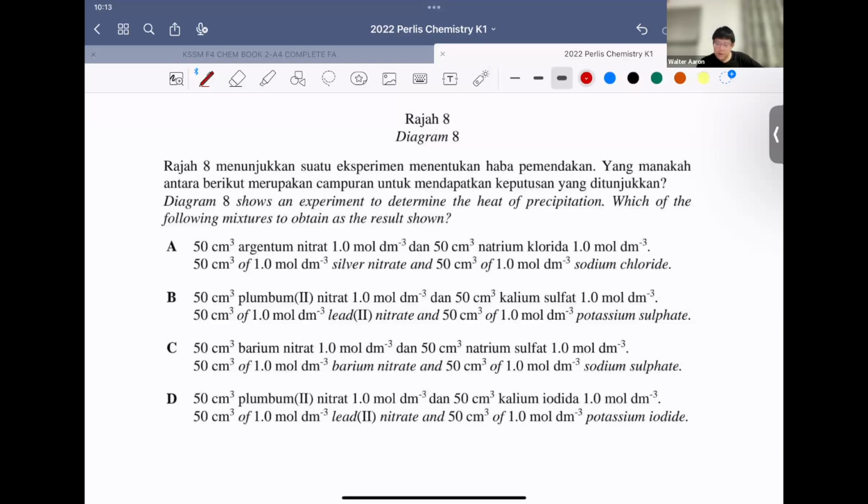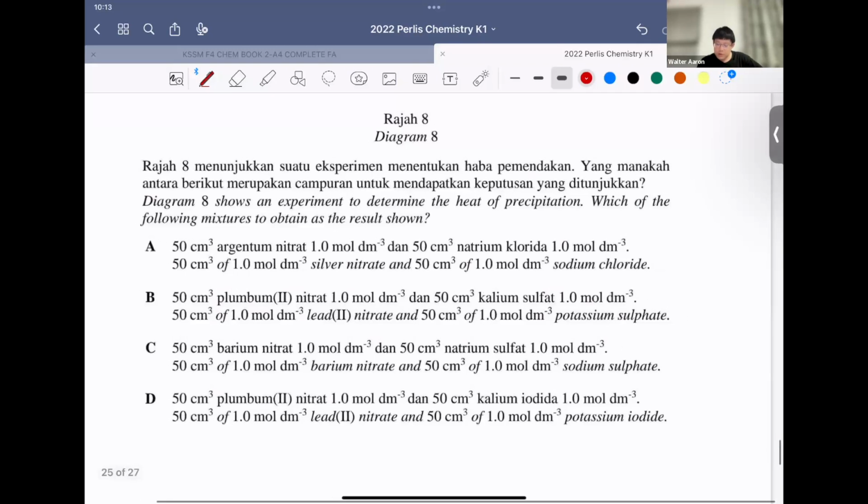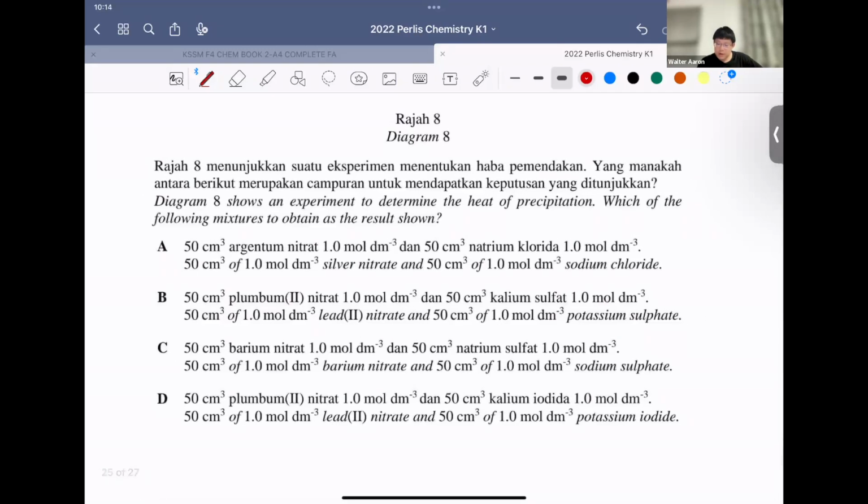If you have silver nitrate plus sodium chloride, you should be able to get an insoluble salt for sure, right? Because you'll form silver chloride. The second one is the same thing, lead nitrate plus potassium sulfate. Lead sulfate is actually insoluble. The third one will be barium sulfate being formed, and the last one will again be lead iodide.